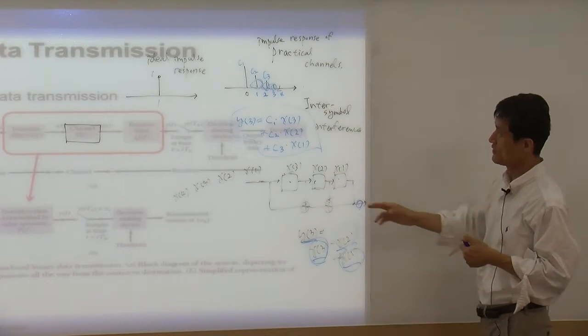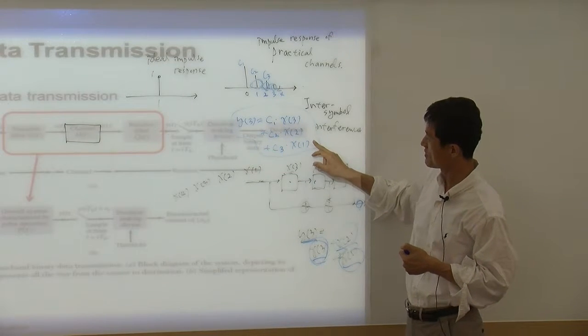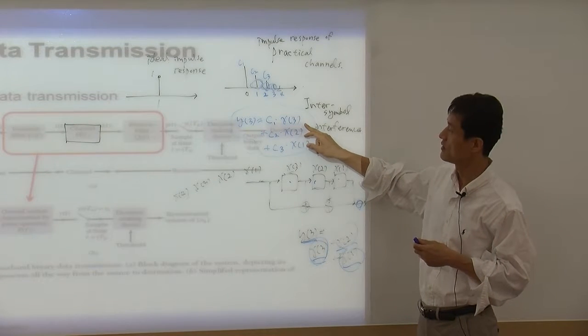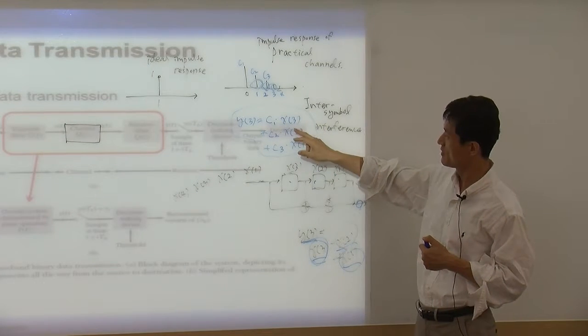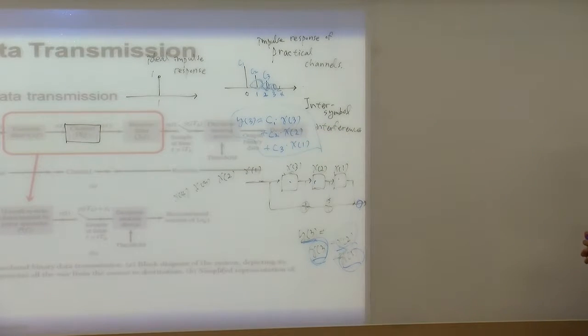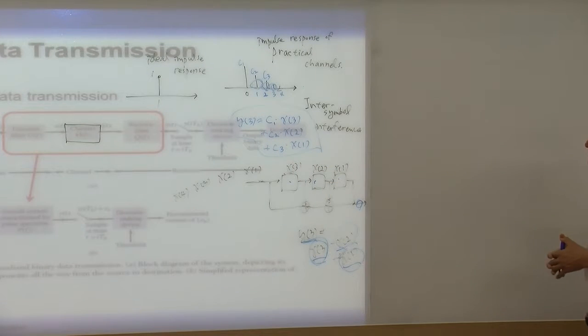So every time you have this kind of memory, your output is not going to be like y3 equal to x3. Instead, each output will be an addition of all these previous symbols, each with a different weight. That's what's happening.